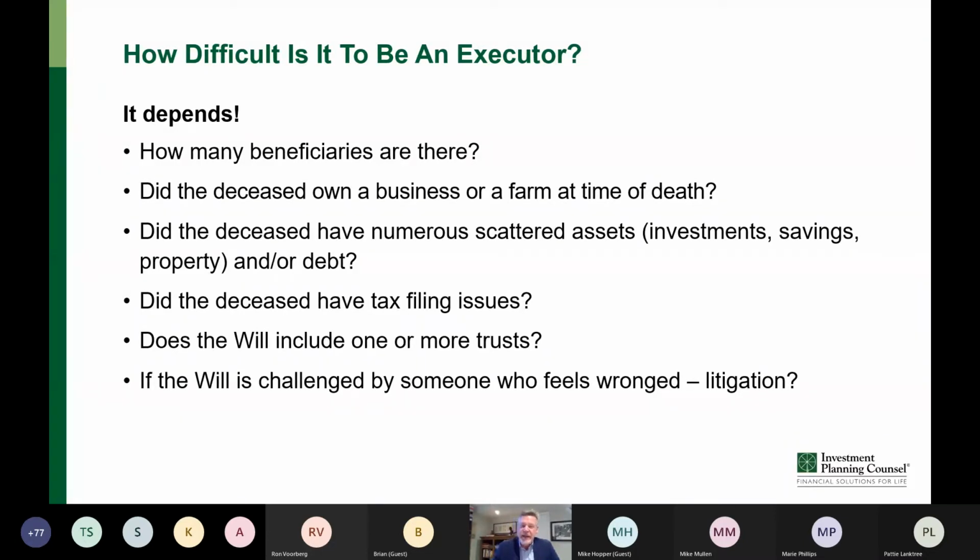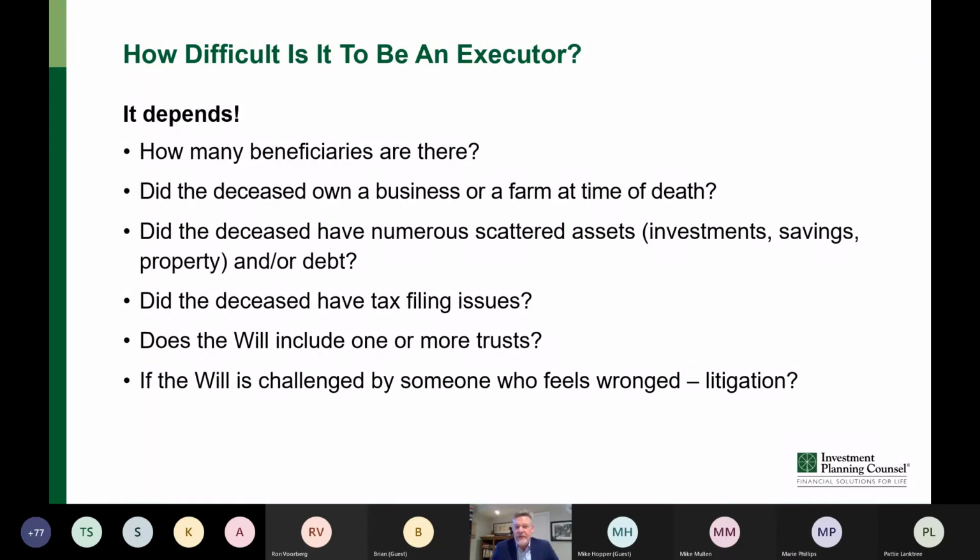I mention that because as the executor, you need to ensure that the business or the farm is thriving just as well as when they were alive. So that's really important. If you don't have the skill set, you may have to get someone to look after that on your behalf or on behalf of the estate.